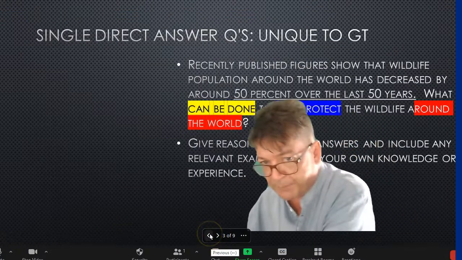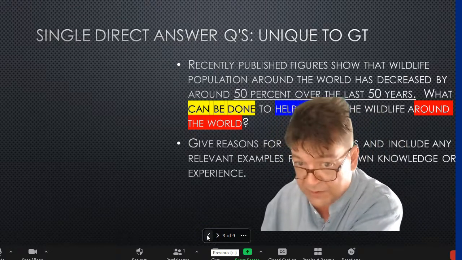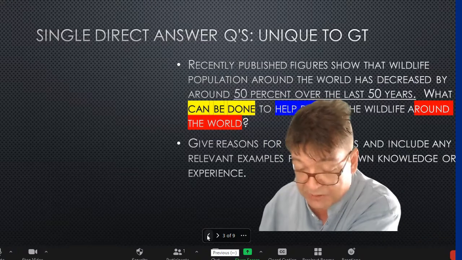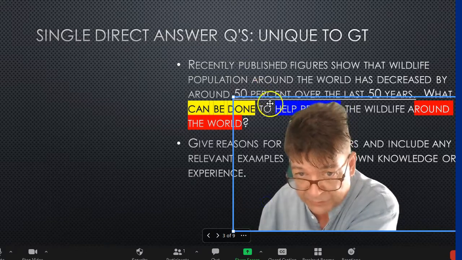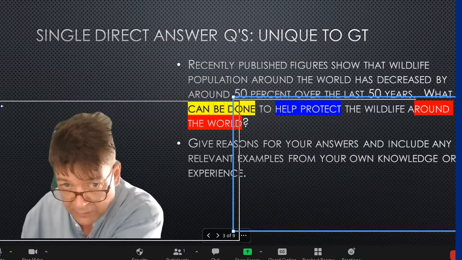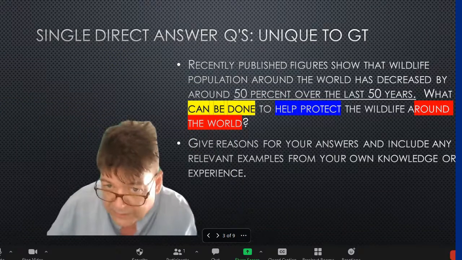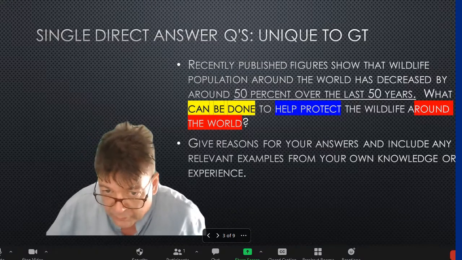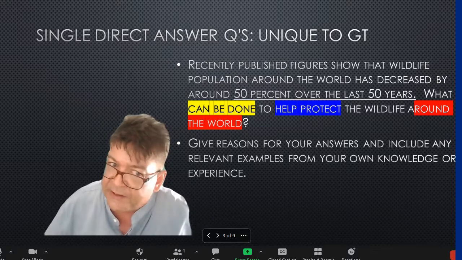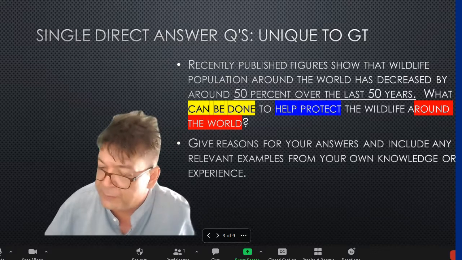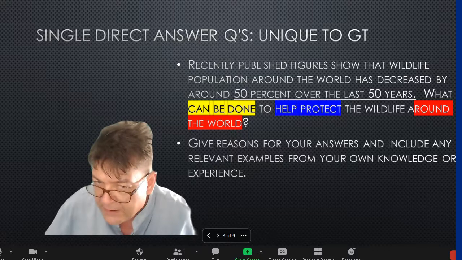What's the question? Okay, single direct answer questions. So you just have one question and it just asks you what your answer is. That's unique to general training. And here it is. Recently published figures show that wildlife around the world has decreased by around 50% over the last 50 years. What can be done to help protect the wildlife around the world? Now that's what she put, and then I added the next paragraph because that's always in every IELTS writing task too. Give reasons for your answers and include any relevant examples from your own knowledge or experience. The highlighting there is mine.